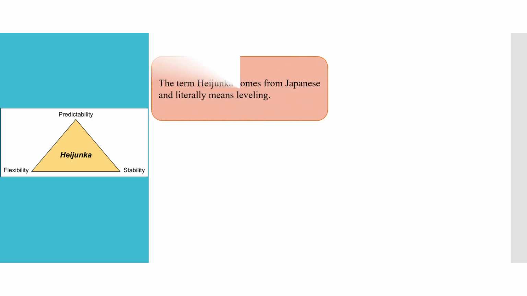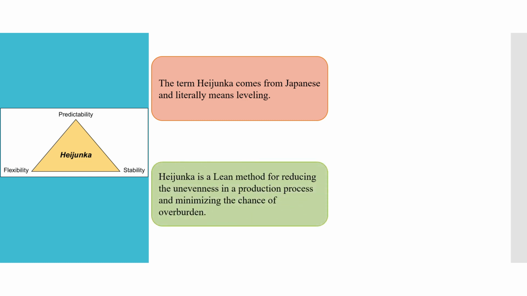So basically, as I already explained earlier, the term Heijunka comes from the Japanese word which literally means leveling. We have to level the things, we have to steady the things. Heijunka is a lean tool for reducing the unevenness in the production process and minimizing the chance of overburden. It is a very important lean tool which helps to minimize the uncertainties in the production process. Whatever the unevenness is there, whatever the fluctuations are there.